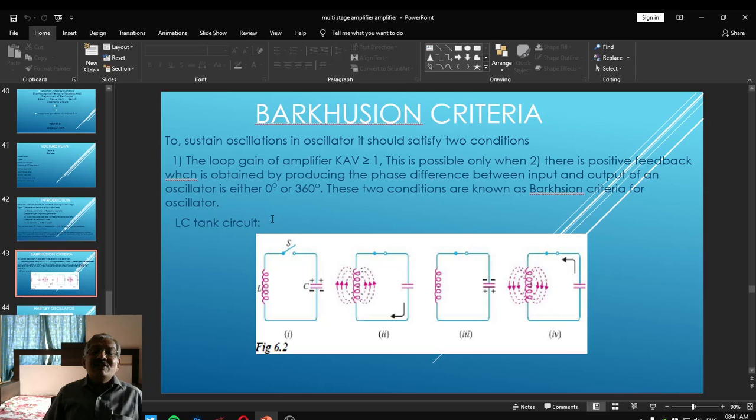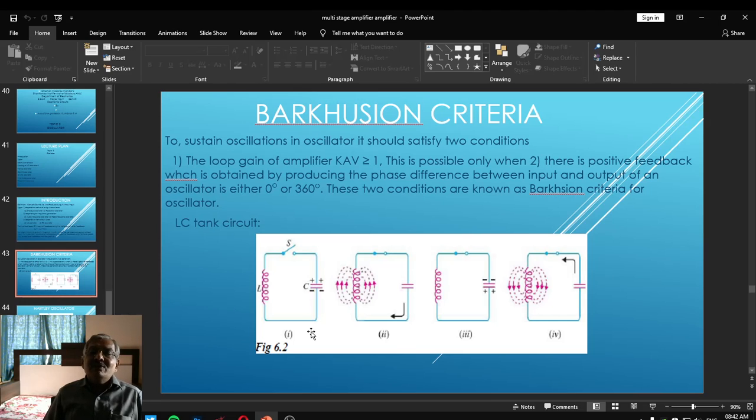LC tank circuit means that the inductance L and capacitor C are connected with each other. In this particular figure 1, the inductance L and capacitor are connected in parallel to each other, provided the switch is closed. As long as switch S is open, the circuit will not work at all. Such a combinational circuit, we call the LC tank circuit.